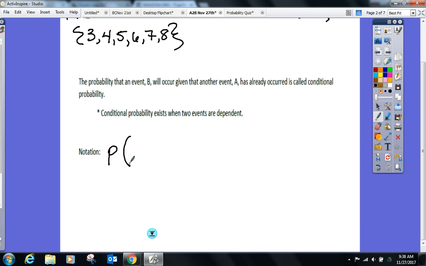Probability that B will occur. You're going to see a vertical line now, given A has already occurred. And just make a little note: that vertical line is "given." A has already occurred. So I'll find the probability B is going to happen given A already occurred.